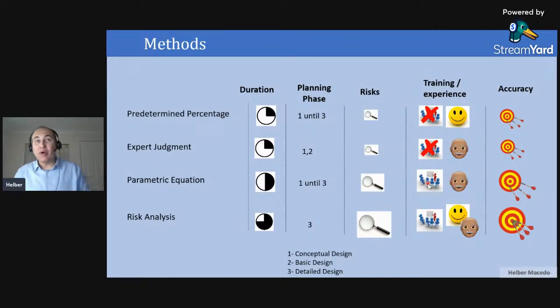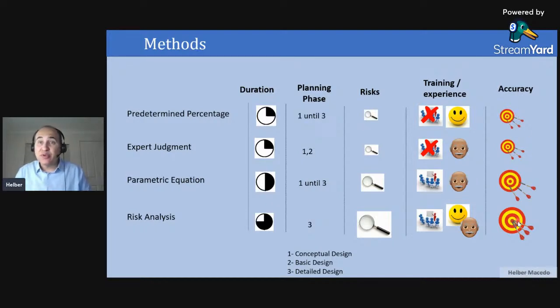Parametric equation, no. I need to have training. I need to show my team how to build the equation, how to make regression analysis, and it will be good if I have someone with experience in this topic. And risk analysis, again, I need to have training for my team to explain how to do this technique, how to identify the risks, how to measure these risks. And it will be good if I have a mix of young professionals and professionals with more experience.